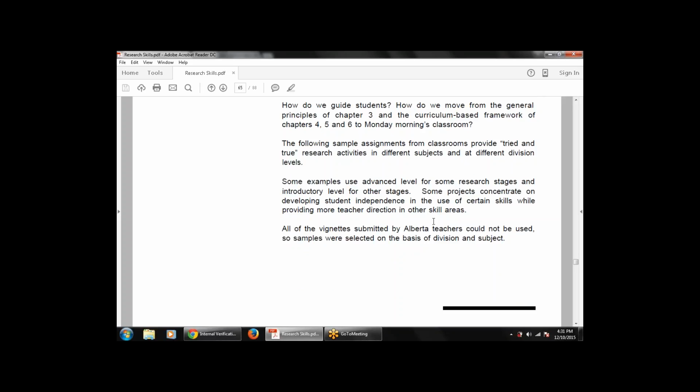Some examples use the advanced level for some research stages and the introductory level for other stages. Some projects concentrate on developing students' independence in the use of certain skills while providing more teacher direction in other skill areas. So whatever the skill area, teacher direction is provided in all the skill areas.